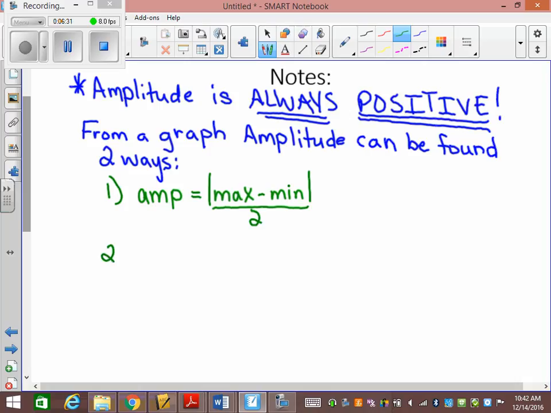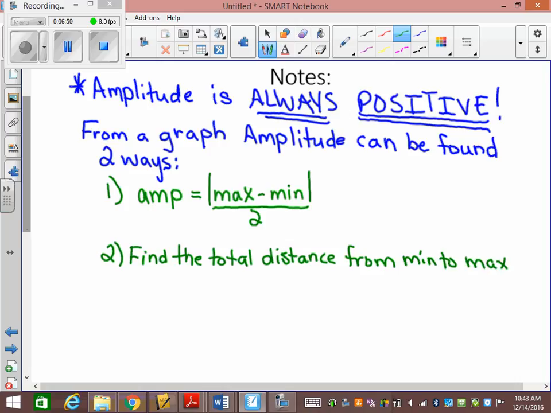Second method, find the total distance from min to max, or from max to min. It doesn't matter if you go from top to bottom or bottom to top. Just find the total distance between the two, from min to max, and divide by 2. Once you're done that, we're going to go back to the first page.